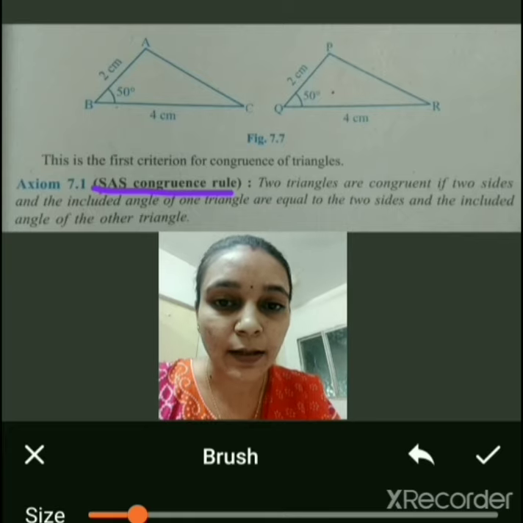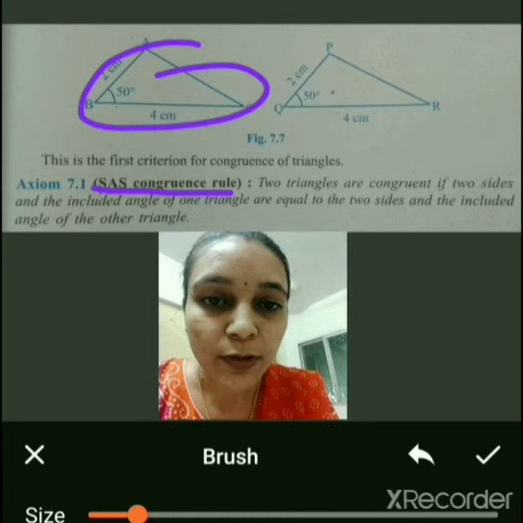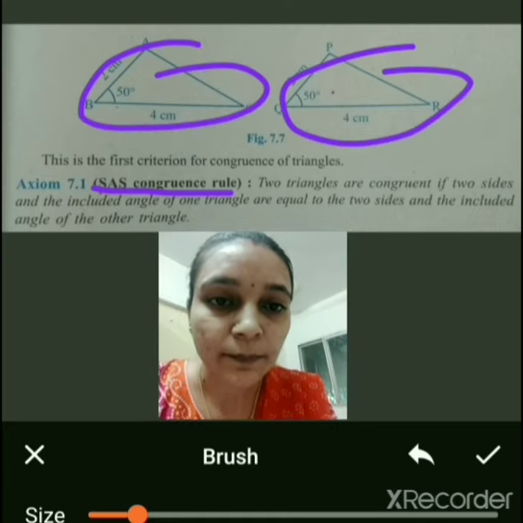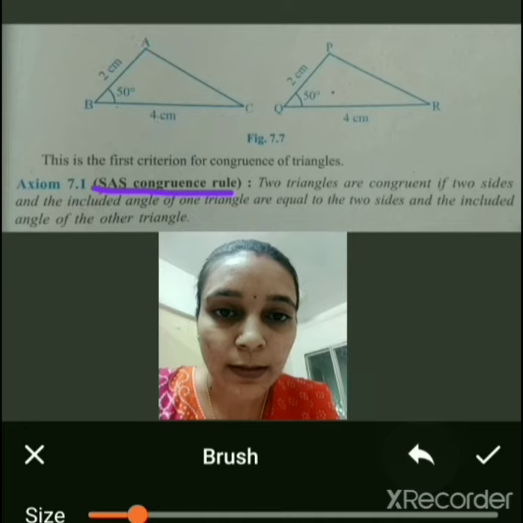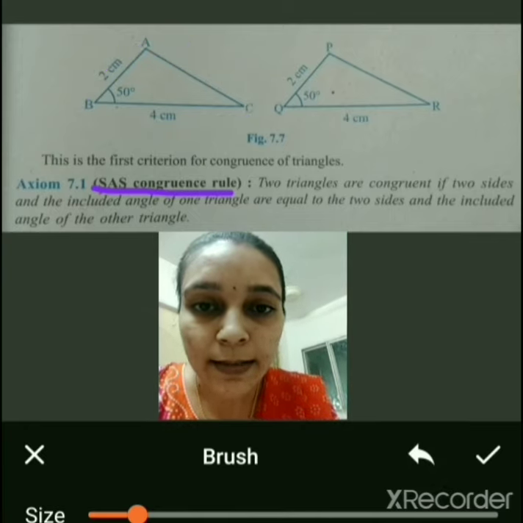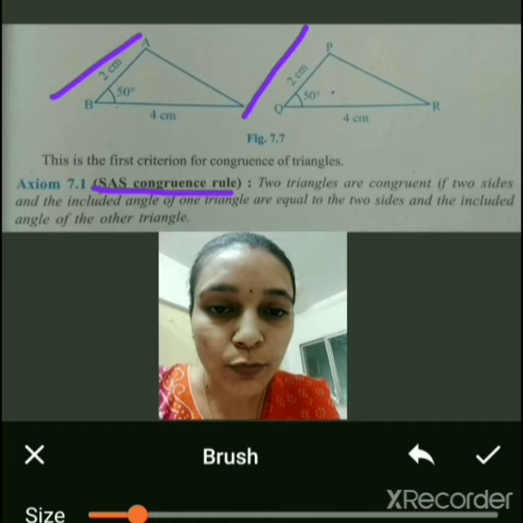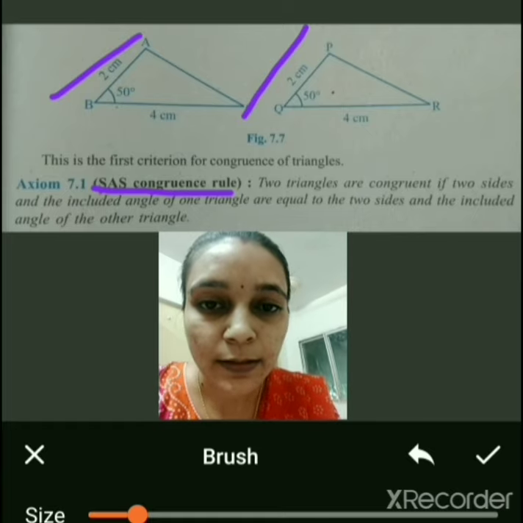SAS means side, angle, side. See here, you can see two triangles are given to you, right? In this triangle, see the side AB and PQ. Both are equal, 2 centimeter sides, right?